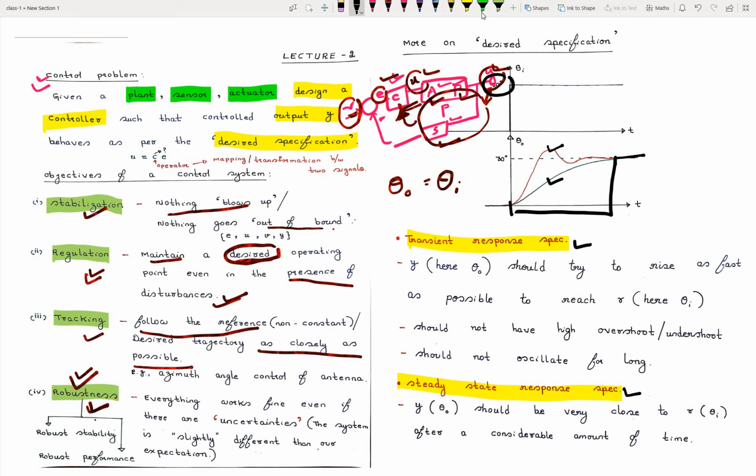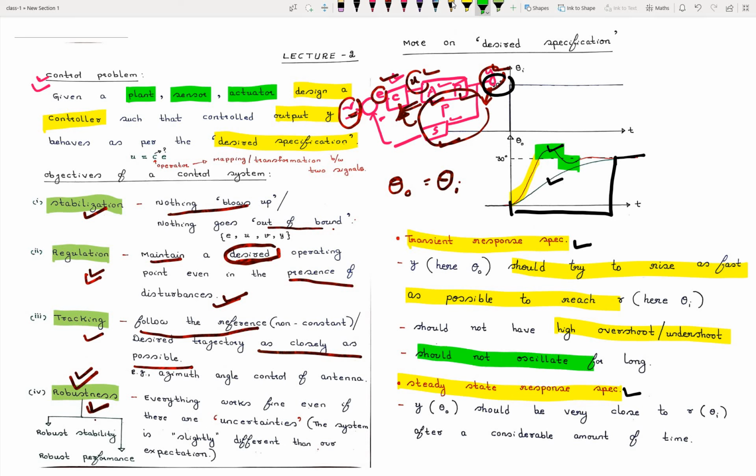So what are the objectives in transient? One of the objectives is that output Y should try to rise as fast as possible to reach R. When it rises, there should not be high overshoot and undershoot. It shouldn't be very high and it should not oscillate for long. Before reaching steady state, the oscillations should be very small. So these are the main three transient response specifications.